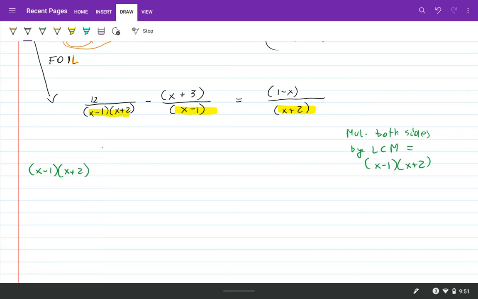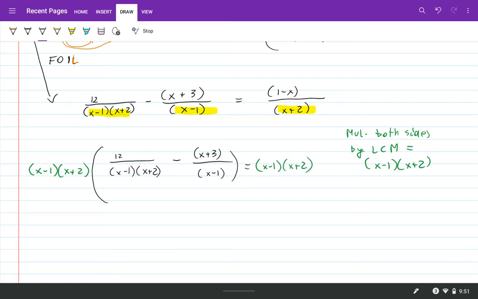So left side of the equation, we're getting 12 over x minus 1 times x plus 2 minus x plus 3 divided by x minus 1 equal LCM, which is x minus 1 times x plus 2 times the right side of the equation, which is 1 minus x over x plus 2. Okay.